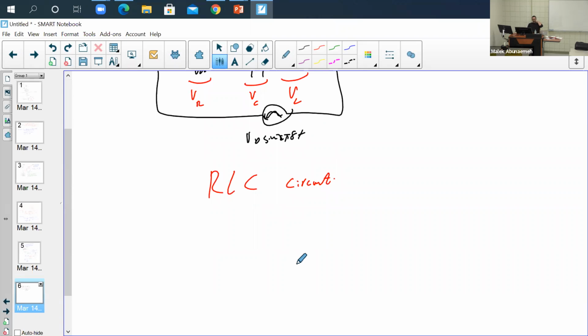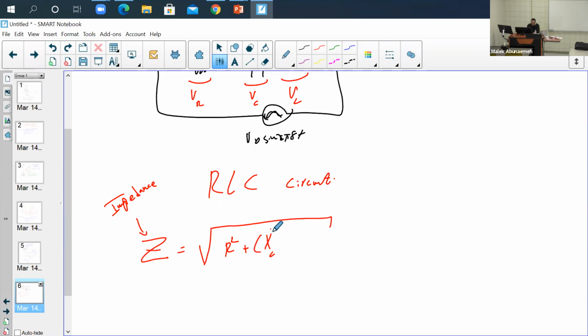And that's where we actually go back to our impedance. And we're going to give the impedance a letter Z. Now, the impedance is going to equal your R squared plus your XL minus.